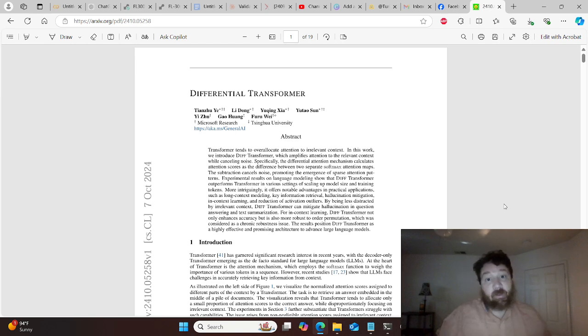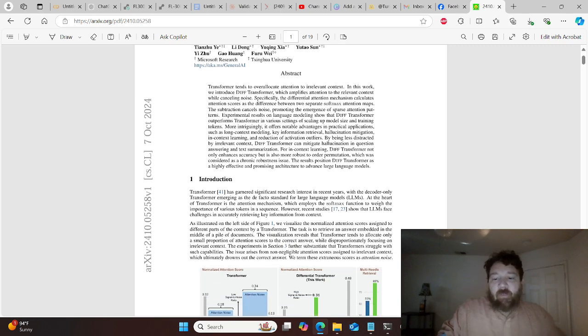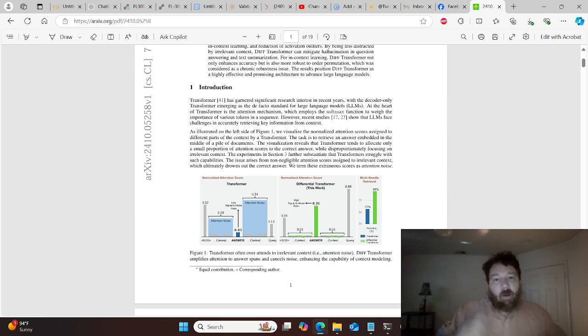So I feel like Microsoft is on a roll lately, as I'm covering another Microsoft paper. This one, Differential Transformer, was put out by Microsoft Research and Tsinghua University. I'm hoping I'm pronouncing that right. Probably not. But it's very interesting overall, and I'll go in depth into it.